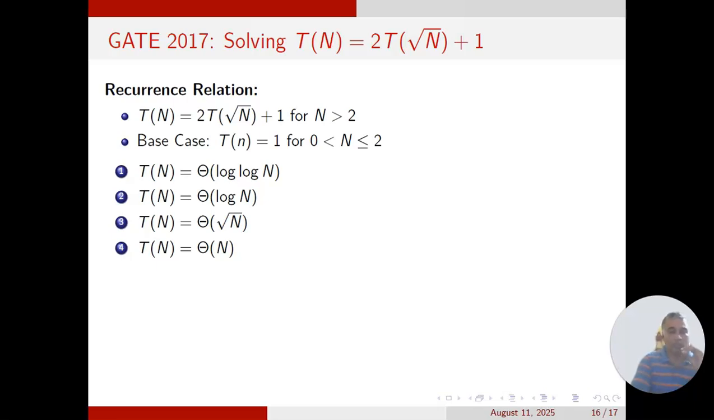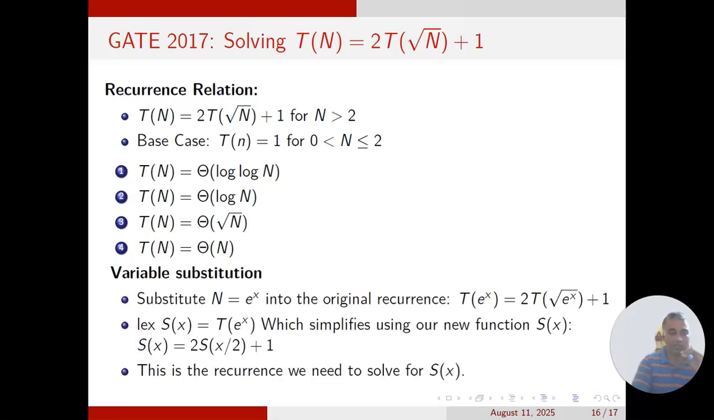So what we do here is a variable substitution, that is, substitute n by e power x. So when you substitute n by e power x, then this will be T of e power x is 2 into T of e power x by 2 plus 1. So if you consider S of x as T of e power x, now S of x by 2 is T of e power x by 2. So from that you can say that it can be written as S of x as 2 into S of x by 2 plus 1.